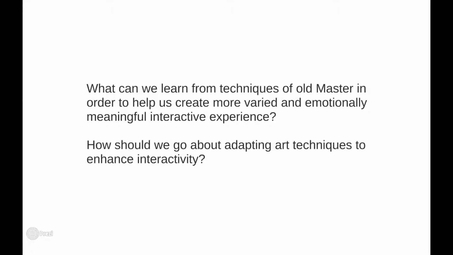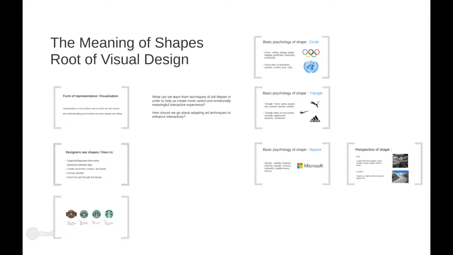What can we learn from techniques of old masters in order to help us create more varied and emotionally meaningful interactive experience? And how should we go about adapting art techniques to enhance interactivity? Today, I want to introduce the concept, the meaning of shape. The meaning of shape is a root of visual design.